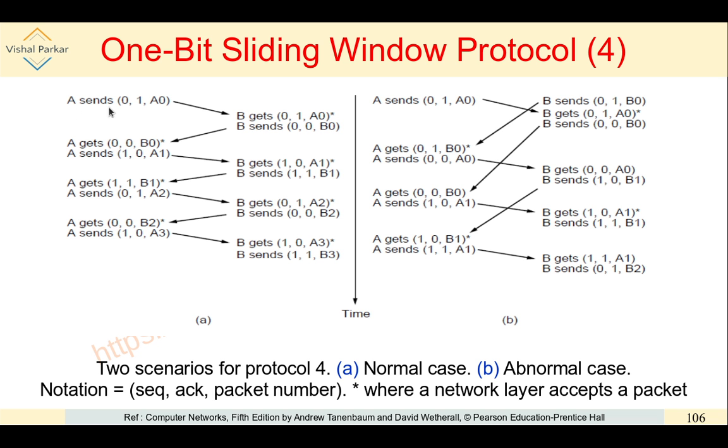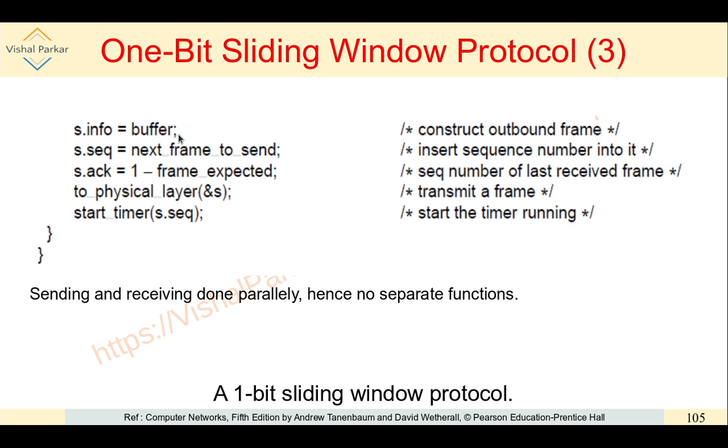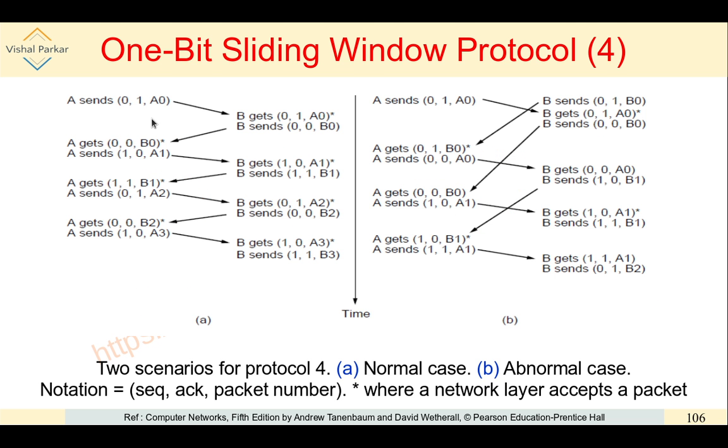So we'll start. A sends the first frame 0, that means the sequence number of the first frame. 1, that is indicating the frame acknowledgement number, and A0, which is the packet number. Now after some time, B gets the same thing, the frame with the same numbers 0, 1 and A0. As it is a new packet, it is given to network layer.